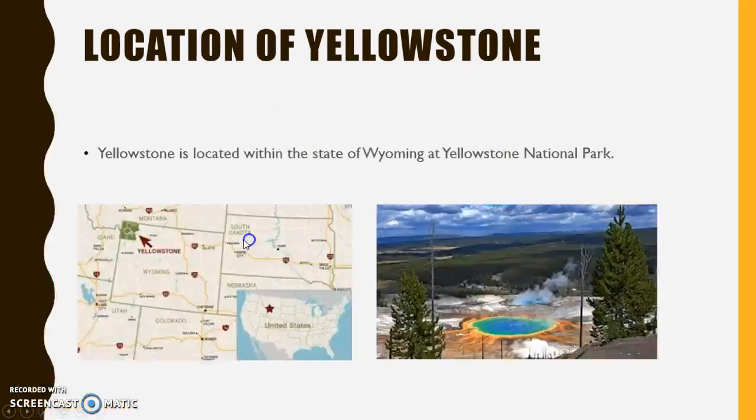Alright, so let's begin. The location of Yellowstone. Yellowstone is located within the state of Wyoming at Yellowstone National Park. You can see on the map here that on the top left of Wyoming, that is Yellowstone. On the next picture, you can see what Yellowstone the volcano looks like.